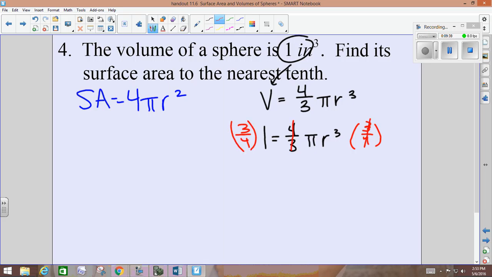And that cancels out that fraction. 1 times 3/4 is 3/4. So now we have 3/4 equals pi r cubed. My r still isn't by itself. How do I bring that pi over? Right, you would divide it, but then I'm dividing a fraction. I don't like doing that. So instead of dividing, I can multiply by its what? What's the reciprocal of pi?